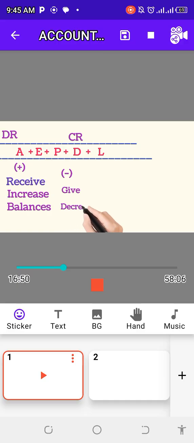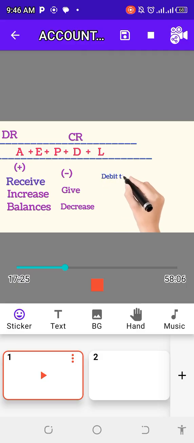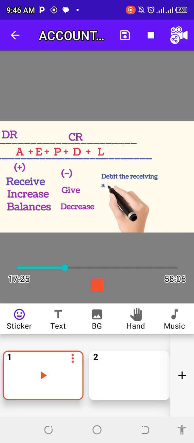So it is correct to say that this group of the components of the accounting equation receive by the debit side and give by what? The credit side. And that is the first golden rule. Debit the receiving account and credit the giving account. Or another way, debit the receiver and credit the giver. This is the first golden rule, and it is true for all the expanded accounting equation components as stated above.